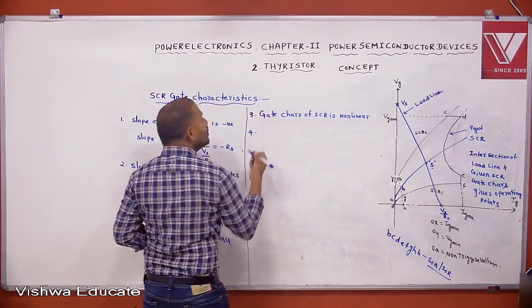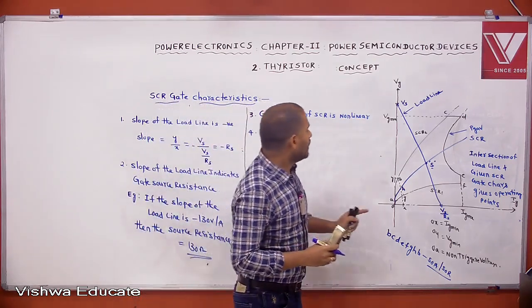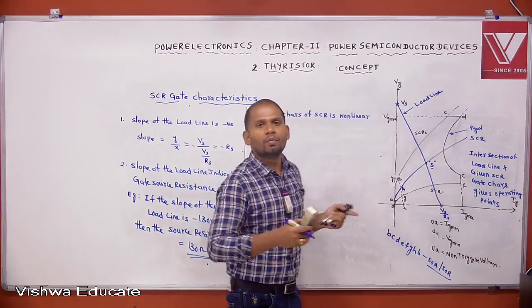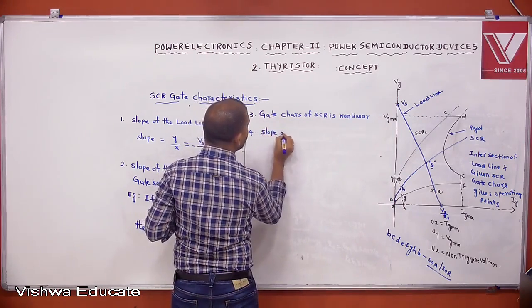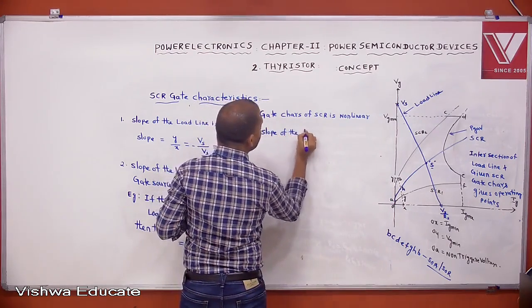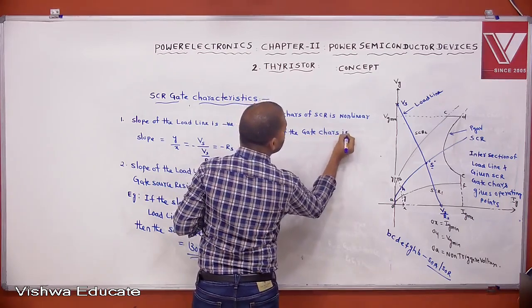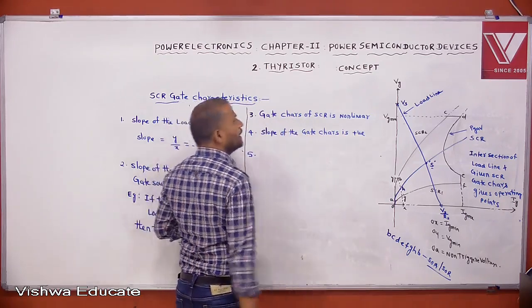Next, is the slope of the gate characteristics positive or negative? It is a rising slope, all the gate characteristics are rising, a positive slope. That is the slope of the gate characteristics. The slope of the gate characteristics is positive. Yes, that is the fifth observation.